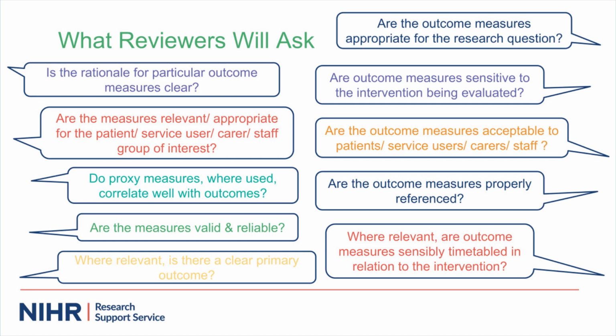Are the outcome measures properly referenced? So if a reviewer wants to look them up, or it's an odd outcome measure they haven't heard of before, they can check reliability and validity, but preferably you would go into that so they wouldn't have to look anything up. Where relevant, is there a clear primary outcome? So usually we're looking for a clear primary outcome in a quantitative type study. Where relevant, are outcome measures sensibly timetabled in relation to the intervention?